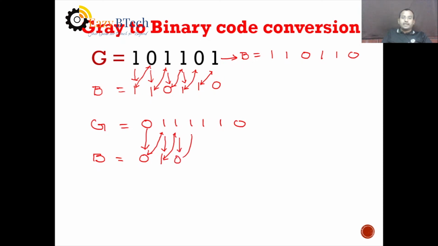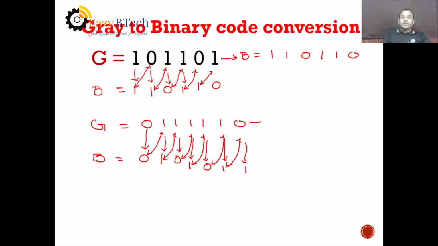Now again write the modulo 2 sum between these two. 0 modulo 1 is 1. Again take modulo sum between these two. So the result, 1 modulo 1, is 0. Again you take modulo sum between these two. What is the result? The result is 1. Again if you take modulo sum between these two, the result is 1.